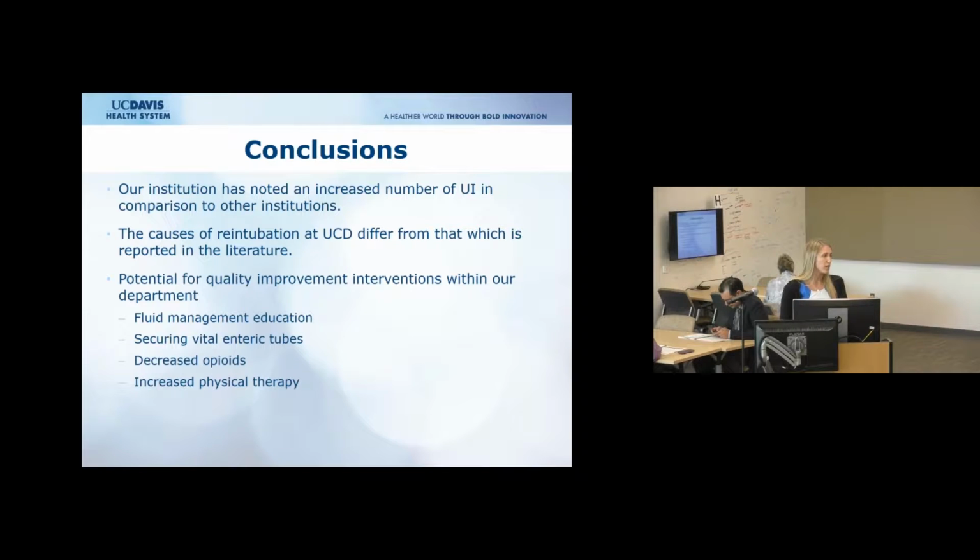We've developed a few things that we'd like to take forward to prevent this morbid event in our patients. The first is fluid management education, which we've begun here. The idea of potentially securing feeding and NG tubes, whether that be with a suture or a bridling device. Decreasing our opioid intake, which we have already begun doing. And then increasing mobility of our patients, whether that be our continued effort to increase the amount of physical therapy resources we have here, or just trying to get our patients more mobile, even in the absence of official physical therapy.